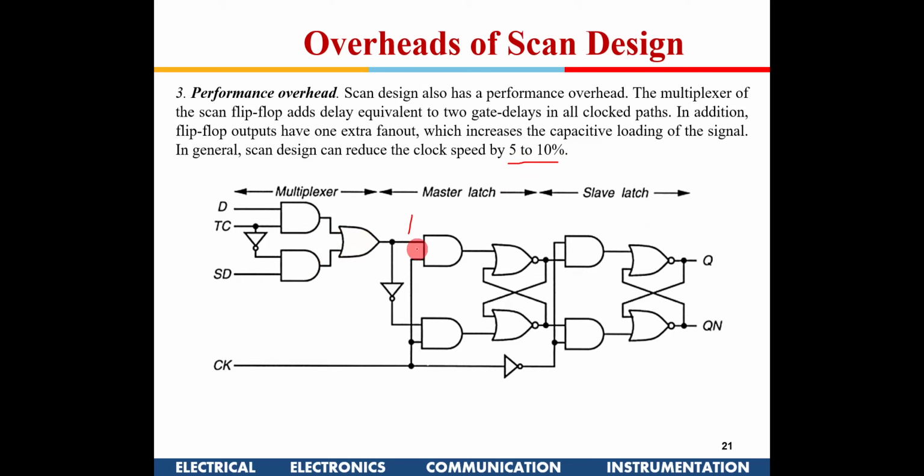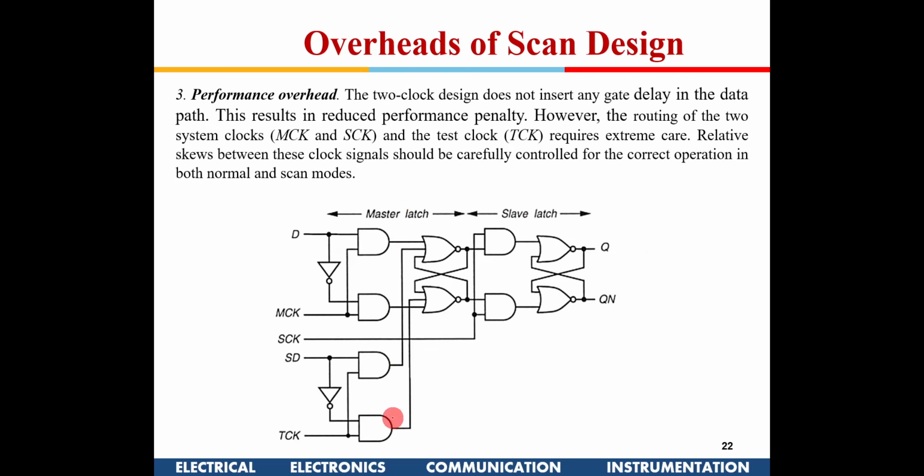So you will see the setup time and the propagation delay. Propagation delay may not be affected, but the setup time will definitely be affected out here. That will impose a restriction, the setup slack will decrease, and hence the clock needs to be slower by 5 to 10%. And to overcome that we have this particular design where you have a parallel path. Here you will have to use a 3 input NOR gate, so that this can be done.